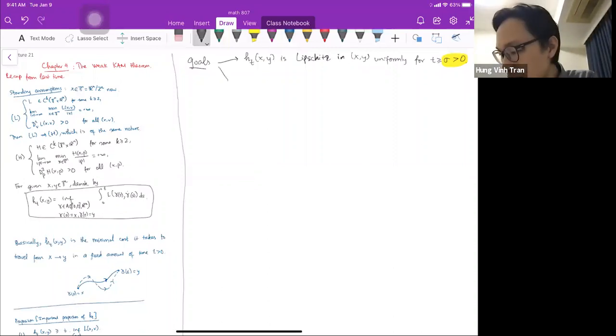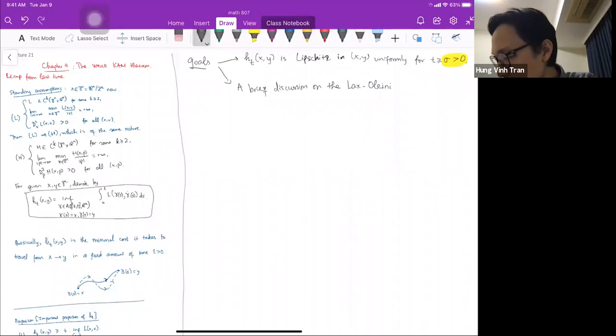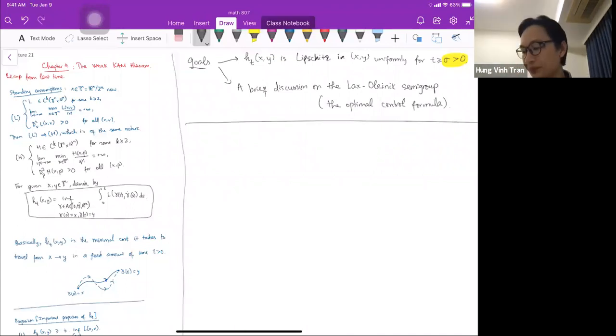And then the second point is a discussion on what, depending on the names, is called the Lax-Oleinik semigroup. And in other contexts, this is simply called the optimal control formulation. So that's our goal for today.